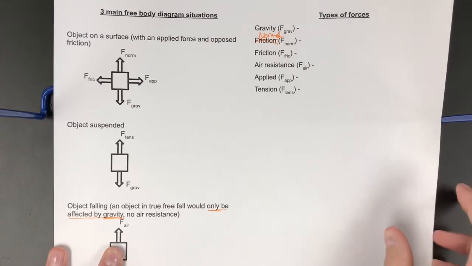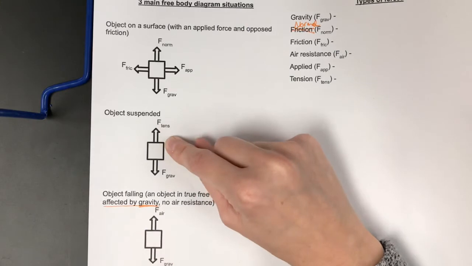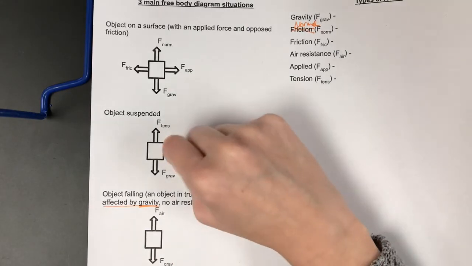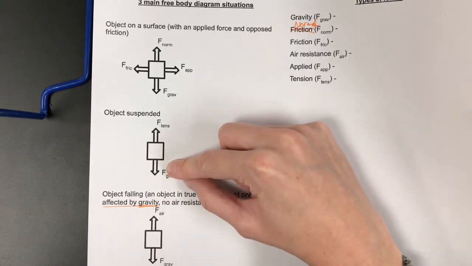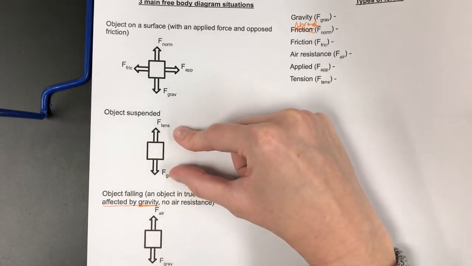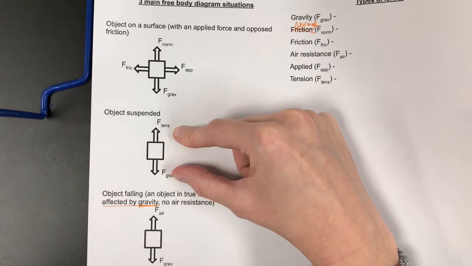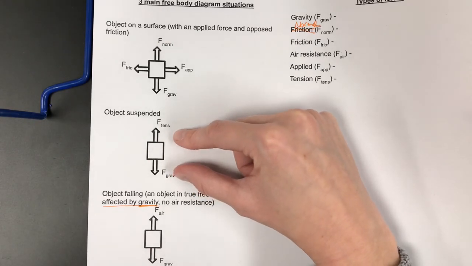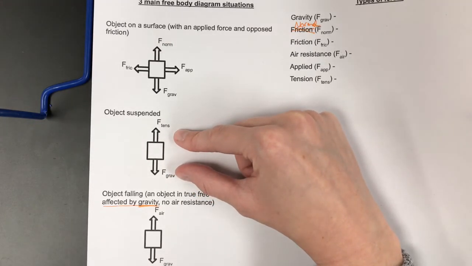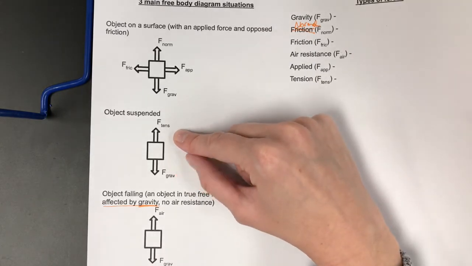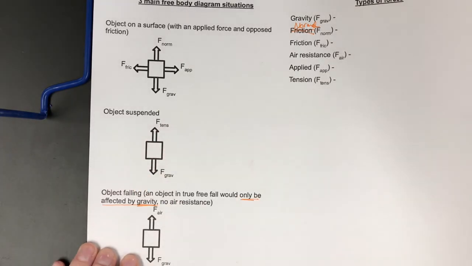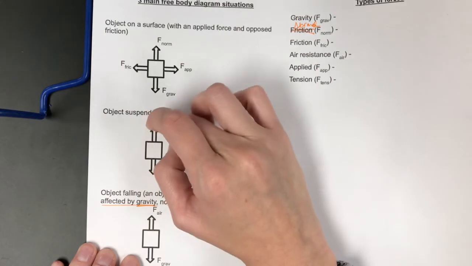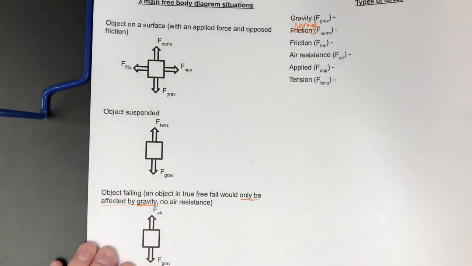Next, the main scenario you're going to see is something hanging. If something's hanging from a chain or a rope or a cable, it's going to have a tensional force. Still gravity. If these two are equal and opposite, then you will see no motion or constant velocity, because if they're balanced, net force is 0, acceleration is 0. If your gravitational force is greater than your tensional force, then it's accelerating downward. If your tensional force is greater than your gravitational force, then it's accelerating upward.